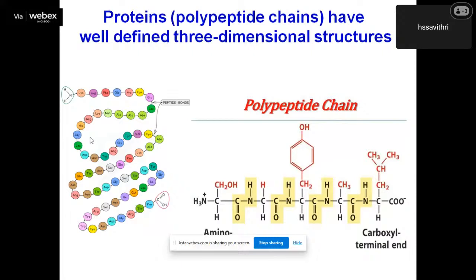In between these, you have these branches. There is one branch here, there is another branch here, there is another branch here, there is another branch here. Every amino acid has a branch like that. Every one of these beads has a little projection that we call side chain. Actually, the sequence of these side chains gives the protein its characteristic properties.